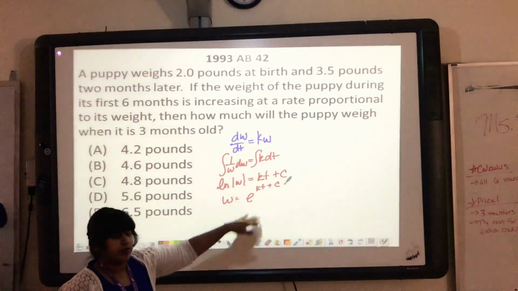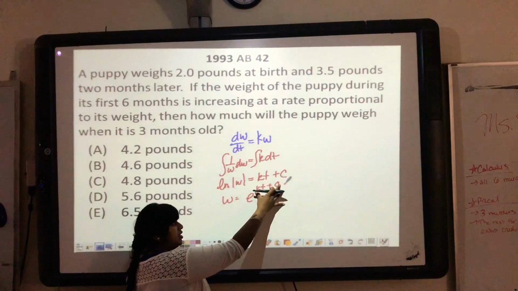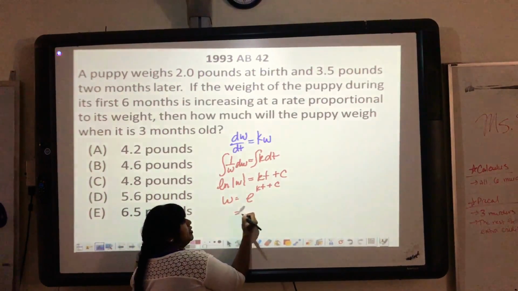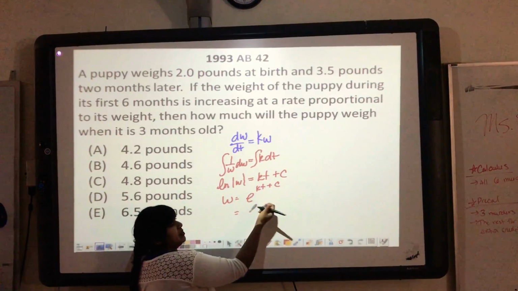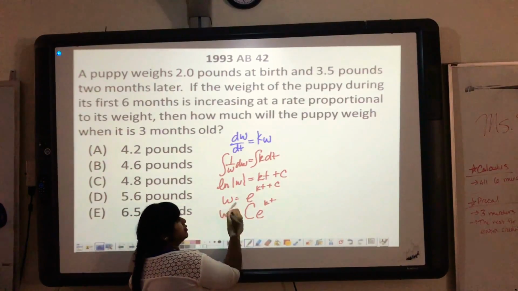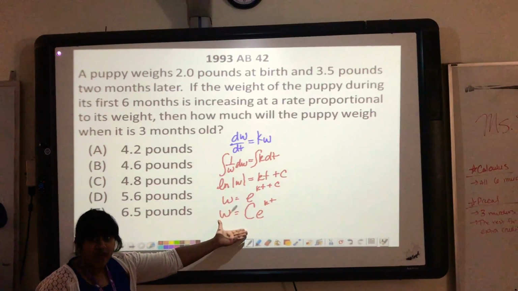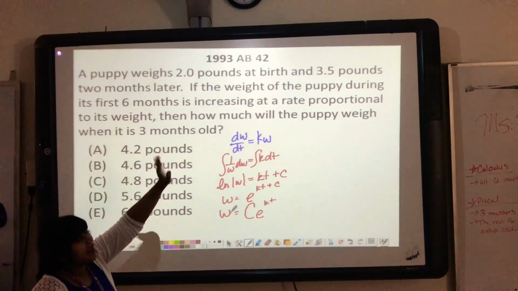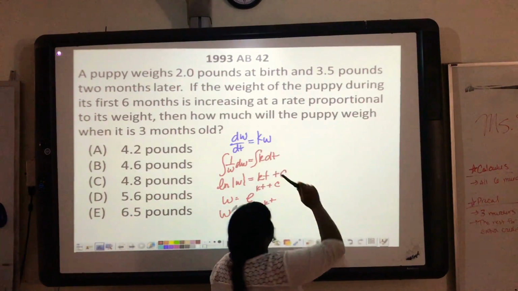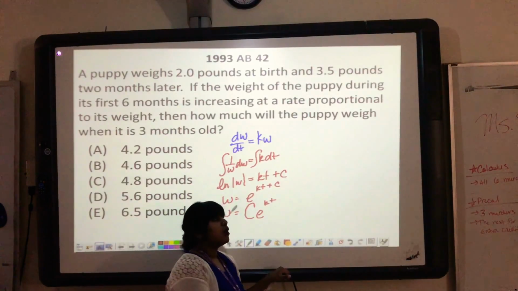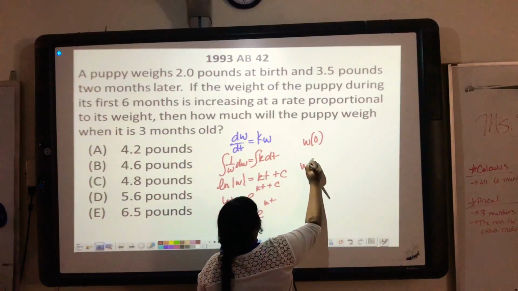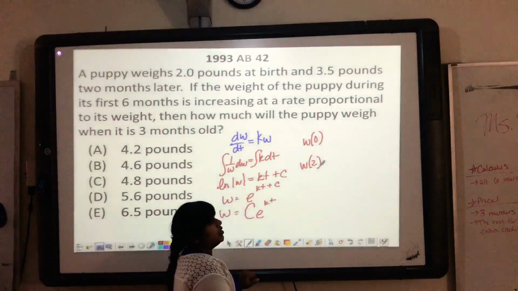So W is equal to e to the kt plus c. We also know the same thing we can do here, so we can turn these into 2 multiplications. So this becomes, and again, e to the c would just be a constant, so this becomes c e to the kt is equal to my W. So now I know my original function, but what does that 2 pounds and 3.5 pounds help me? Well, what do I know? At birth, how many months is at birth? 0 months. So I can figure out W of 0, and I can figure out W of 2 months.